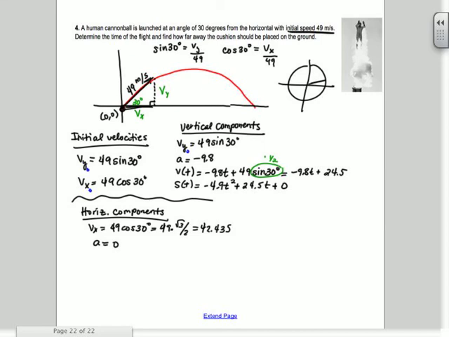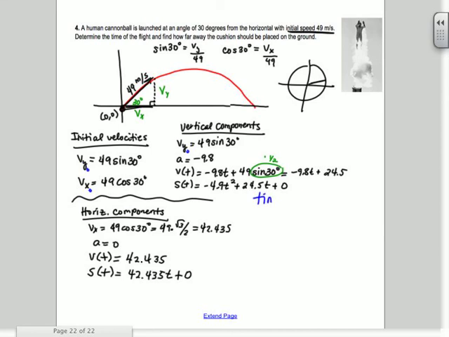Okay, so v of t. Its velocity function is going to be, a was 0, so 0t plus c. In this case, it's 42.435. That's the initial velocity. And s of t is going to be 42.435 t plus d. What's d in this case? 0. You started at 0, 0. So x was 0 as well at the initial.